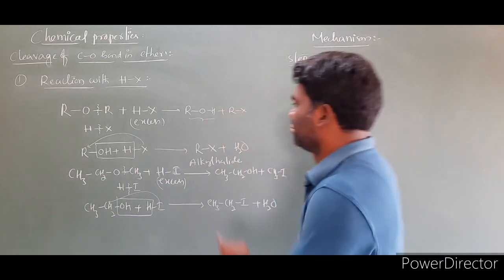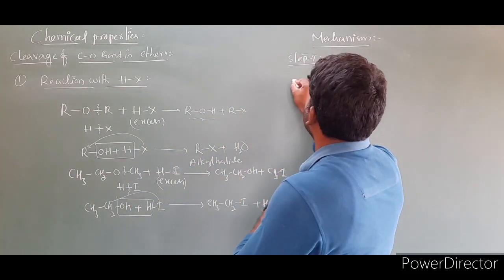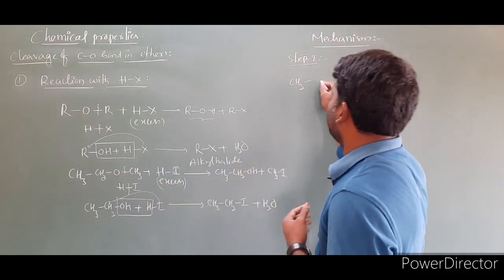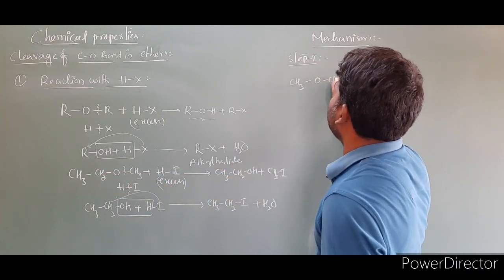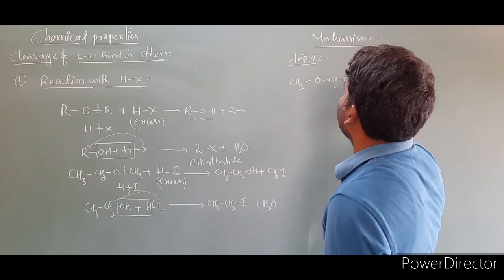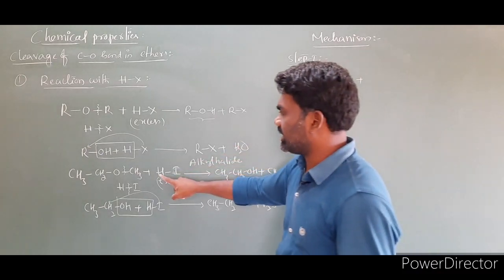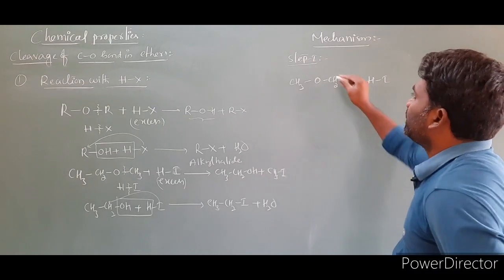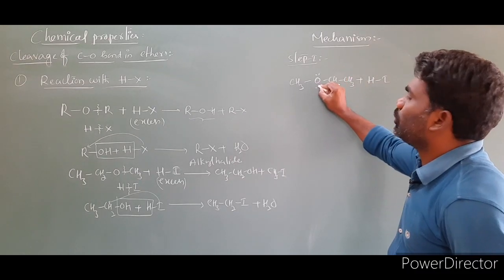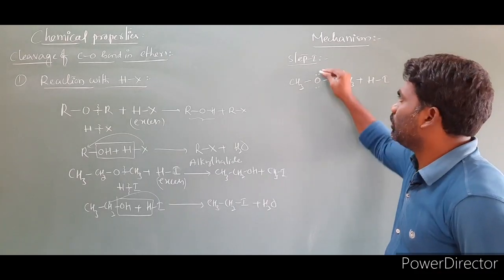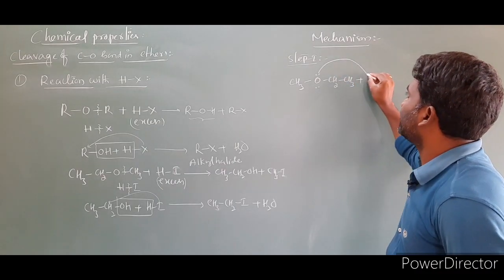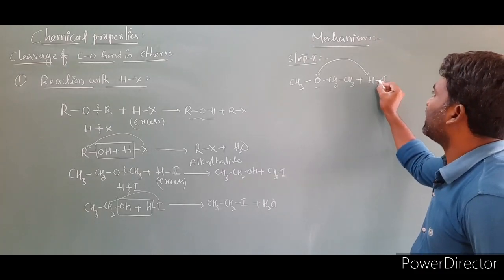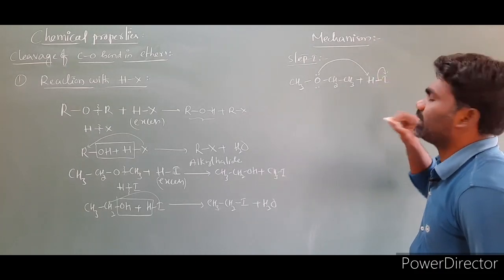I'm rewriting it here: CH3 CH2 O CH2 CH3, reacting with HI. Here on oxygen there is a lone pair of electrons. This lone pair attacks this hydrogen. As a result, the bond between H and I undergoes cleavage, shifting towards iodine.